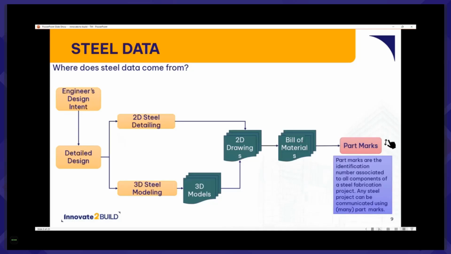But it's the engineer's design intent that gets passed down to the detailed design. Now, once again, a fabricator can have a detailing department, which would then read the engineer's overview drawings and then bring it to a higher level of detail. From there, you would extrapolate the 2D drawings. If you have a BIM modeling software, for example, like Tekla, Autodesk Advanced Steel, or SDS2, you can then model it in 3D, but then ultimately still extrapolate the 2D drawings and generate the bill of materials. And for a fabrication shop, the smallest form of information pertaining to the fabrication process are the part marks. Those are the identification numbers associated to all the components in the project.